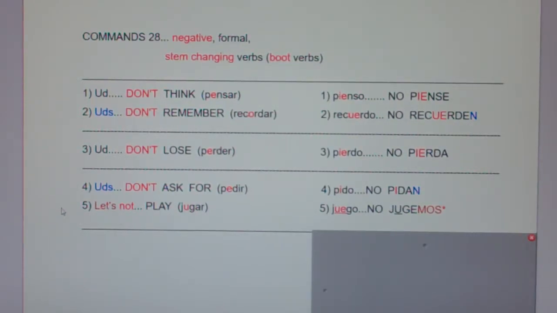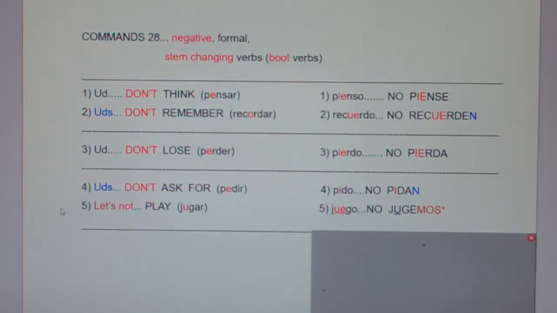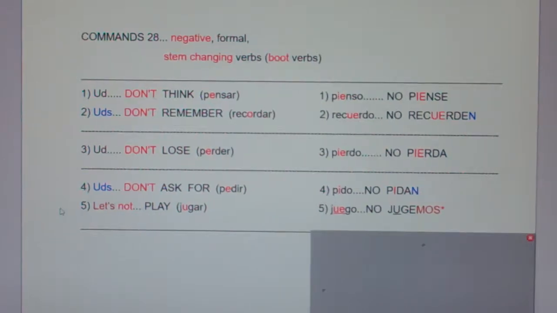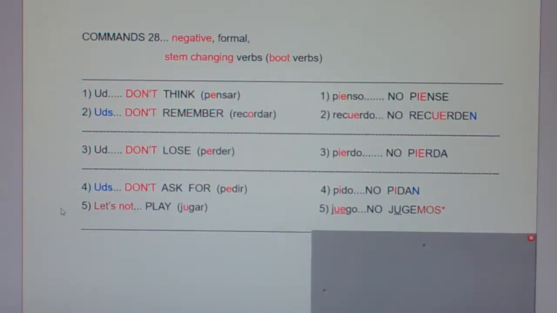Now, if you've watched the earlier clips, I'm sure you're getting sick of hearing yo form, chop the o, opposite vowel ending. I'm sorry, but it's true. All -ar commands use that chant. All affirmative formal commands use that chant. All formal negative commands use that chant. That's very important. So let me say it one last time.